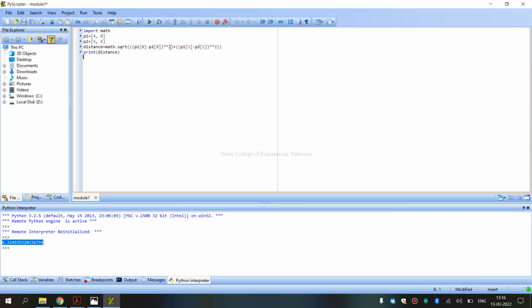Here the double star 2 means the whole squared. Plus P1 of 1, which is 0, minus P2 of 1, which is 6. So 0 minus 6, and 6 the whole squared. Here 2 squared gives the answer 4, plus 6 squared, which is 36, that is 6 into 6 is 36, and 2 into 2 is 4. So 36 plus 4 is 40. There is a square root, so the square root of 40 is the answer.